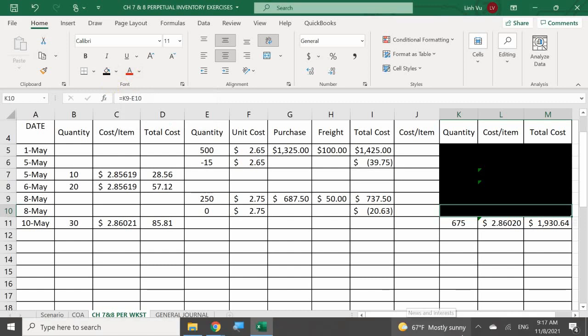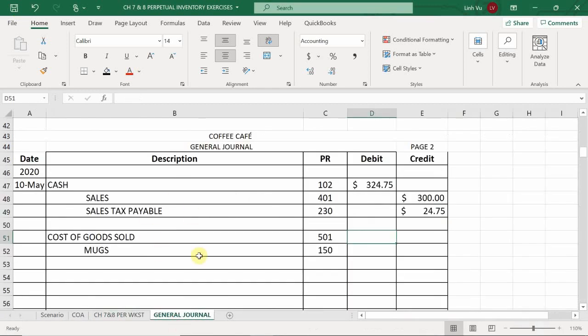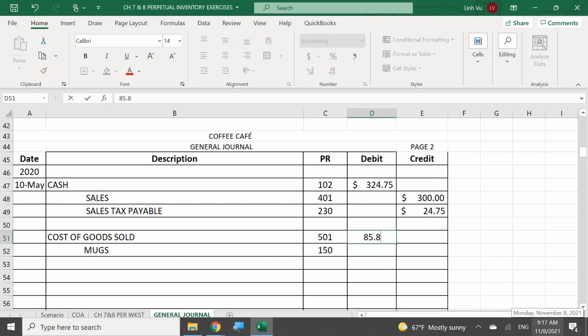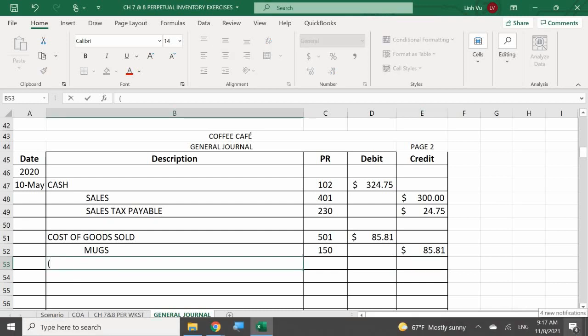Okay. So then the number that I'm looking at here is $85.81. That was my total cost of goods sold. So $85.81 was my total cost of goods sold. And I'm going to make a note here that I sold 30 mugs.